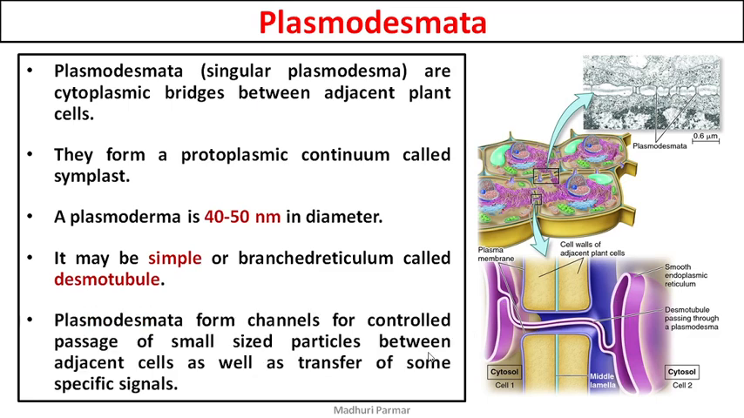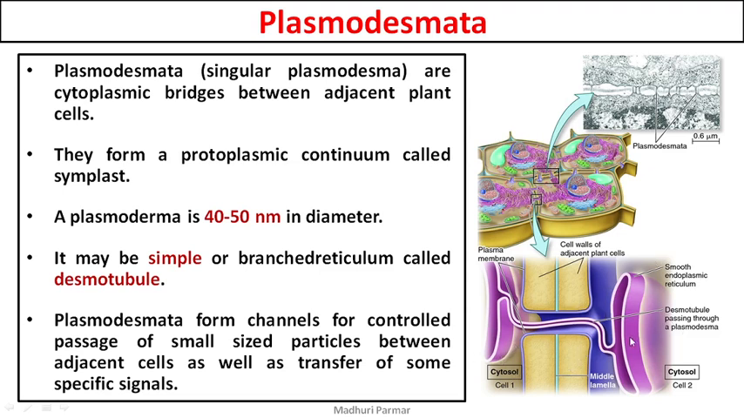Plasmodesmata form channels for controlled passage of small sized particles. If the particle size is less than 40 or 50 nanometer, it can pass through from one cell to another. This is how the cells communicate with each other, as well as there is transfer of some specific signals.